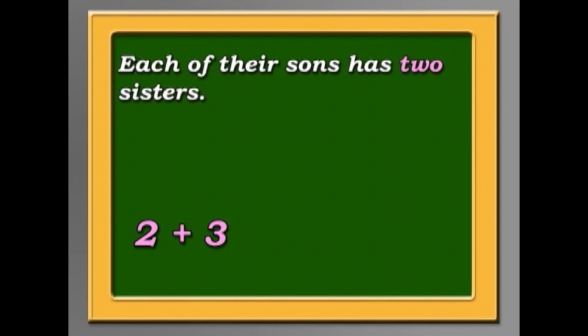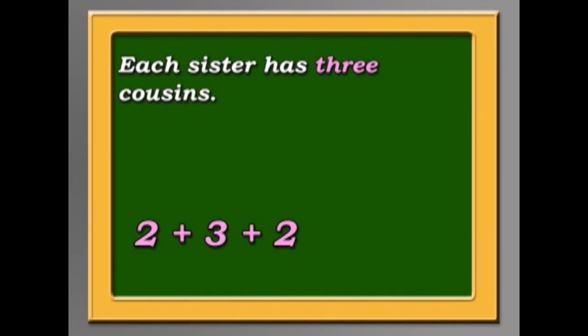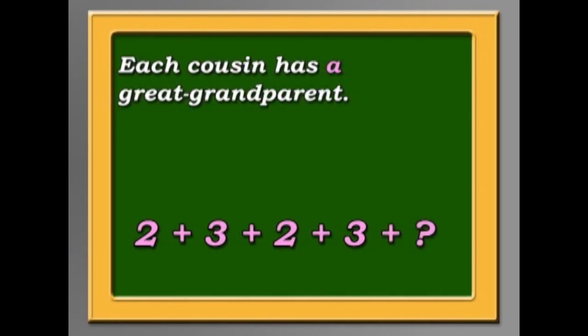Each of their sons has 2 sisters. Well, of course, the sons have the same sisters. So we have 2 plus 3 plus 2. And the sisters have the same 3 cousins. So we add 3. You see how it works? Finish the problem off yourself.